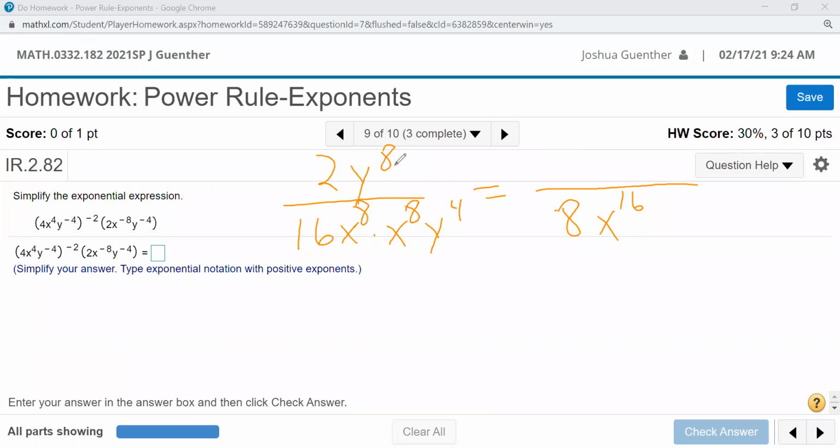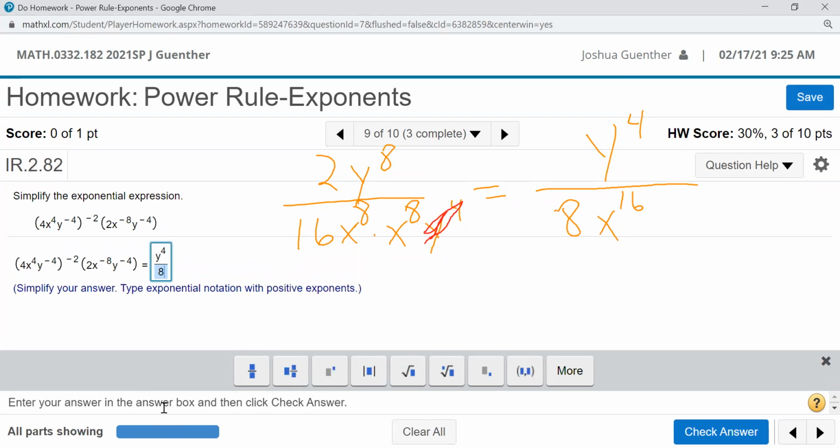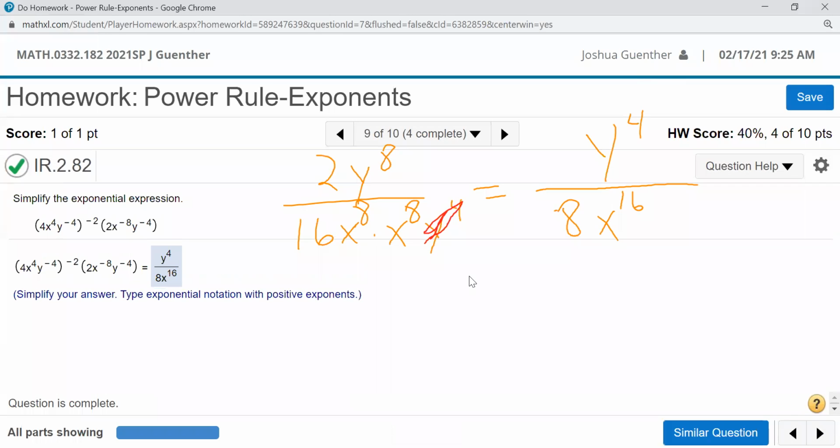Finally, you have y to the 8th on top, y to the 4th on bottom. You use quotient rule, and you're going to take 4 powers away from the y. But then you can completely, basically, get rid of that and just make that y to the 4th. And that should be it. Everything has a positive power now. It's on the right side of the fraction. And we did it.